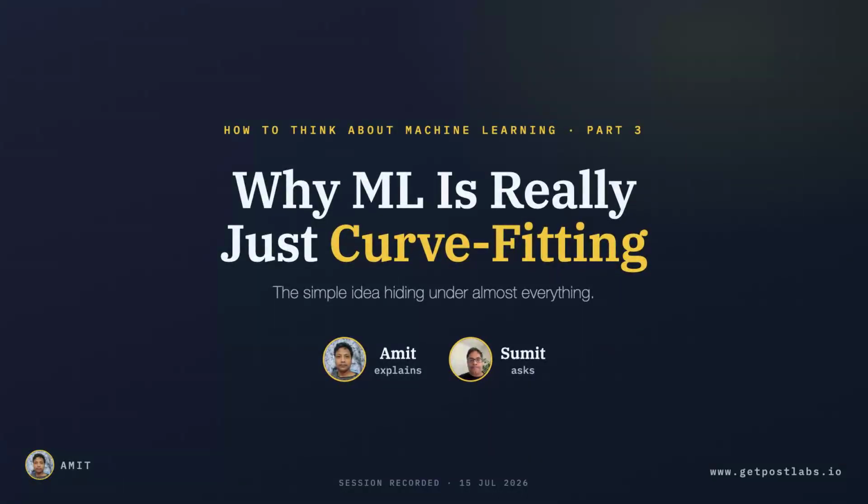We keep saying machine learning predicts things, but how does it actually do that? Here's the secret, and it's simpler than you'd expect. Most of machine learning is just fitting a curve to some data.